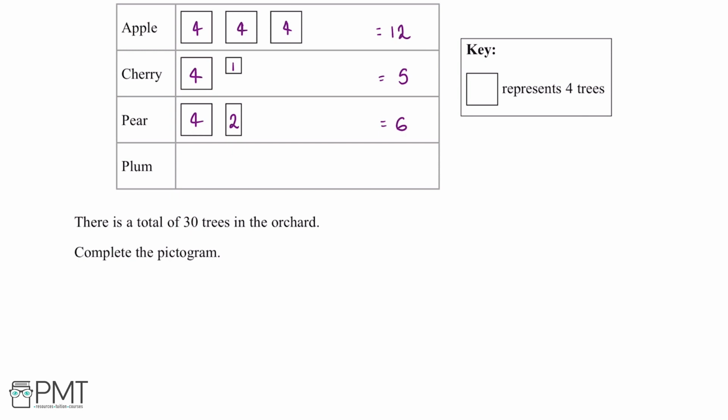So now we can add these 3 values together to work out how many apple, cherry and pear trees there are in total.